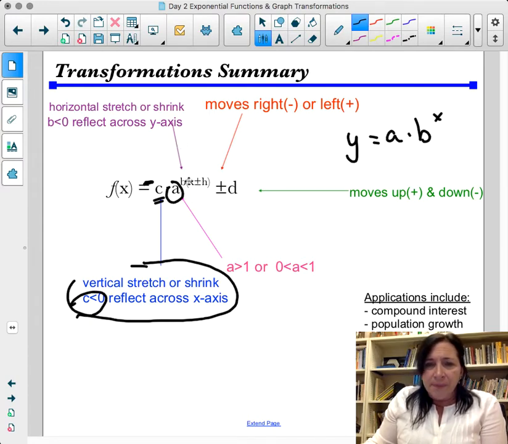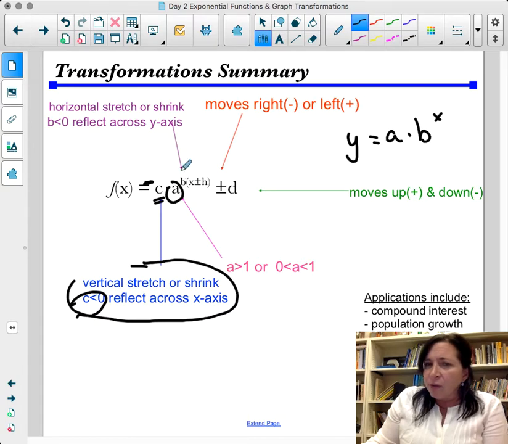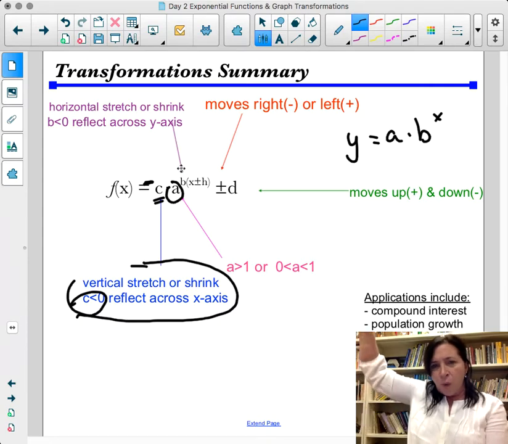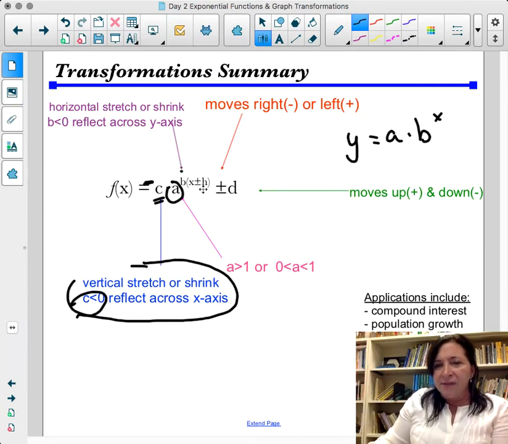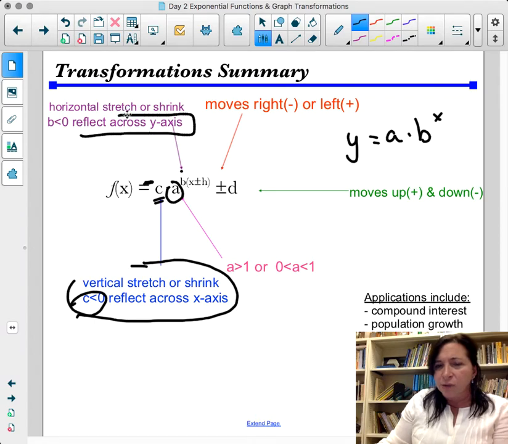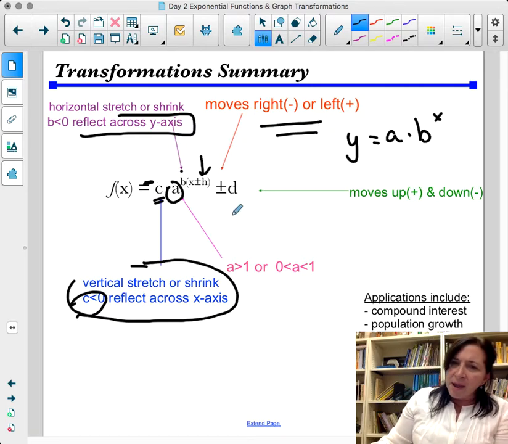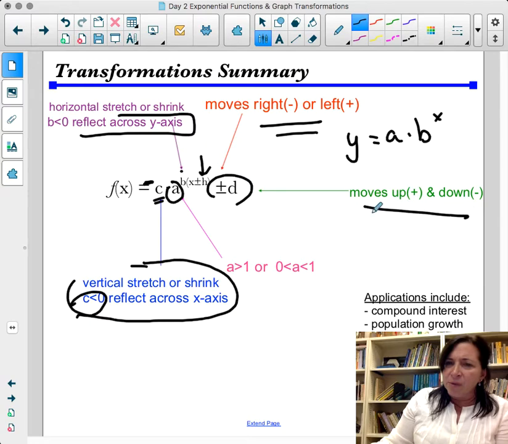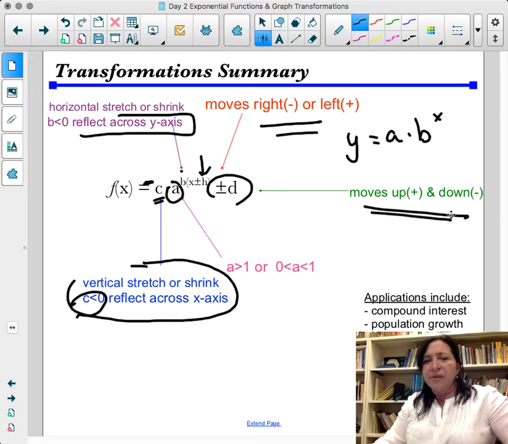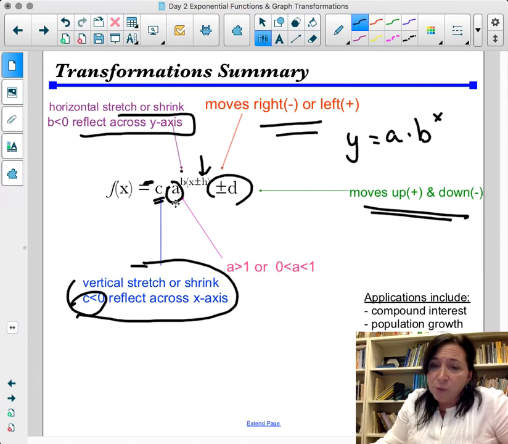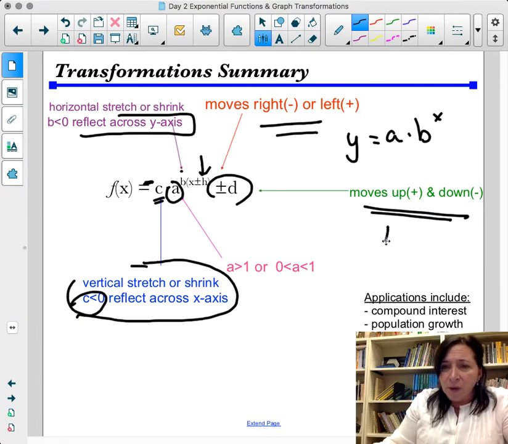So let's see here. Sometimes we have a value in front of the parentheses. That's my horizontal stretch, okay? That's just going to widen it. In addition to that, if that value is negative, that would be a reflection across the y-axis. That's really important. This value here basically moves my equation to the left or to the right. And then the last value here is going to move it up and down. And if it's exponential, of course, that's also what we call my horizontal asymptote.